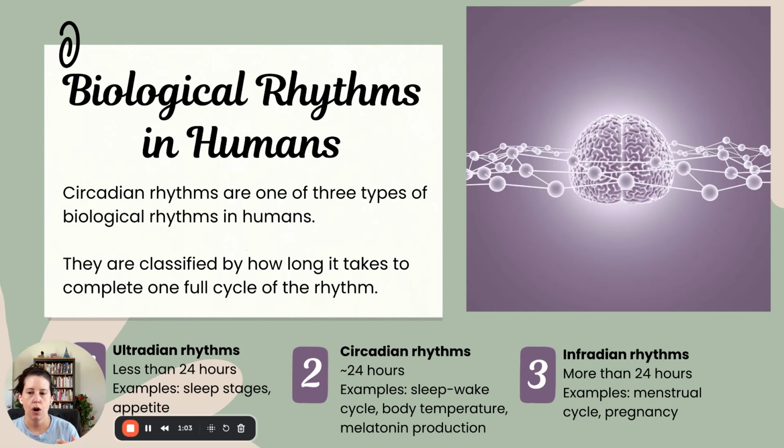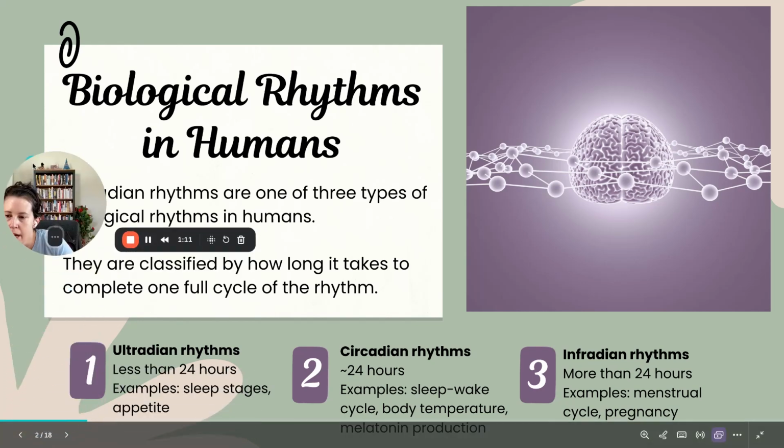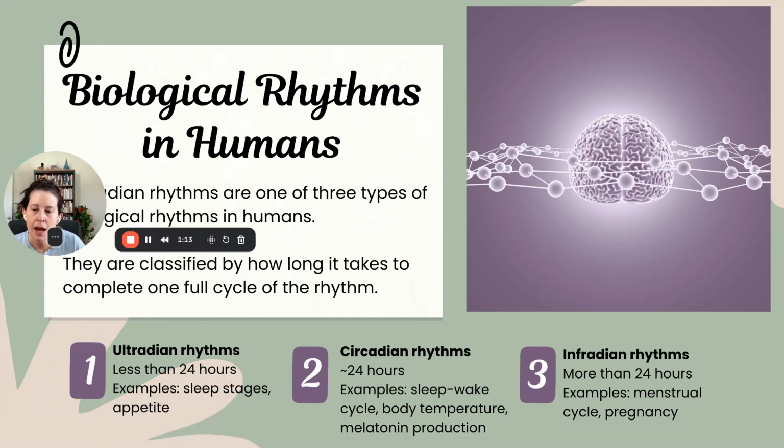So these rhythms are classified by how long it takes to complete one full cycle of the rhythm. So we have ultradian, circadian, and infradian. Ultradian rhythms are any rhythm where it takes less than 24 hours to go a full cycle.